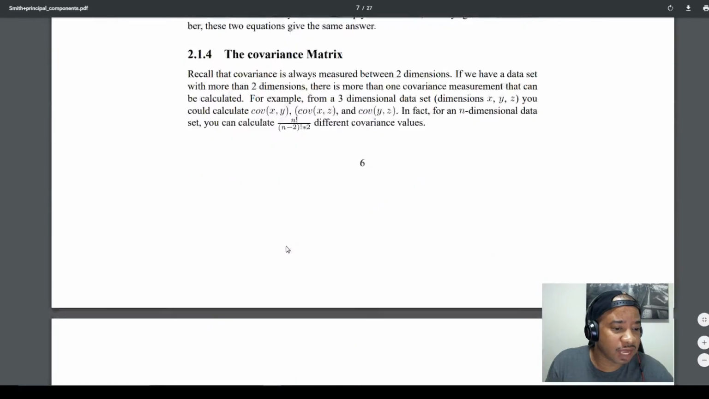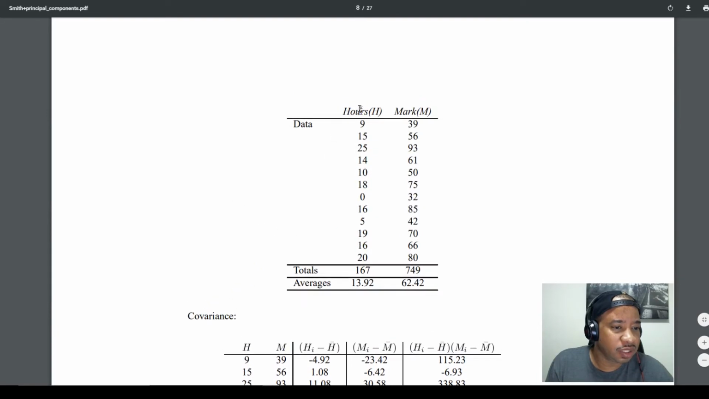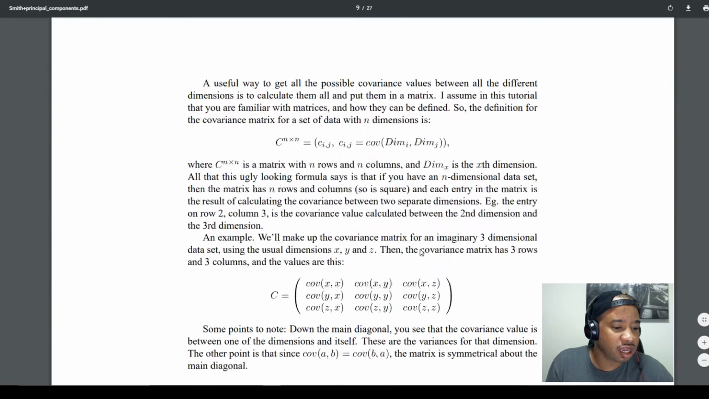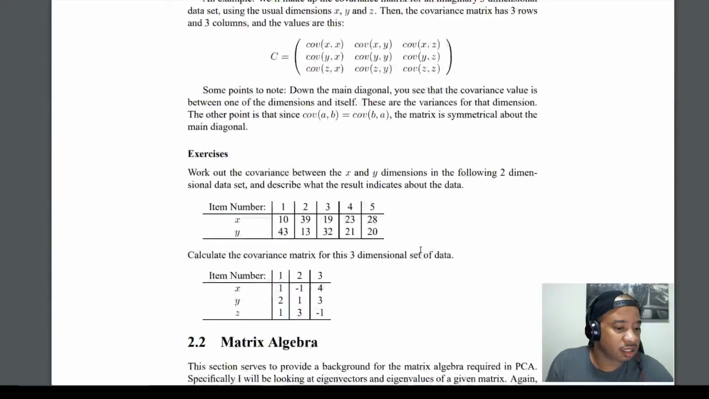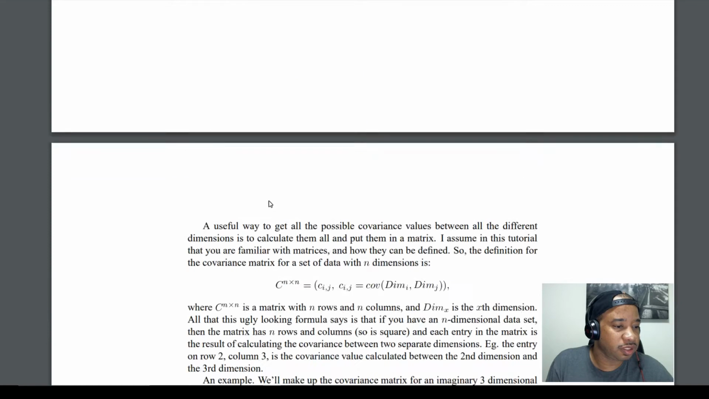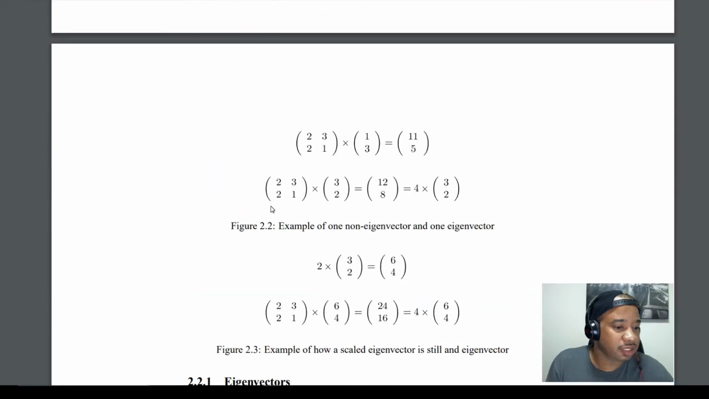Now let's look at those two values in the figure. So we've had the data, imaginary data set, we've calculated the covariance, and now there's 2.21. Let's look at the other sets.